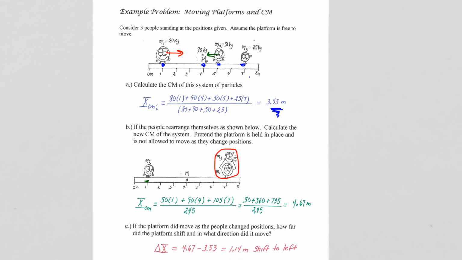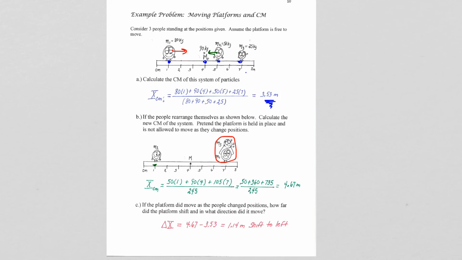And we do the same thing. We pretend there was no shift. We calculate the new center of mass position. We subtract the 2 to get the shift, and we know it was the larger mass again moving to the right. So the shift of the platform was to the left.